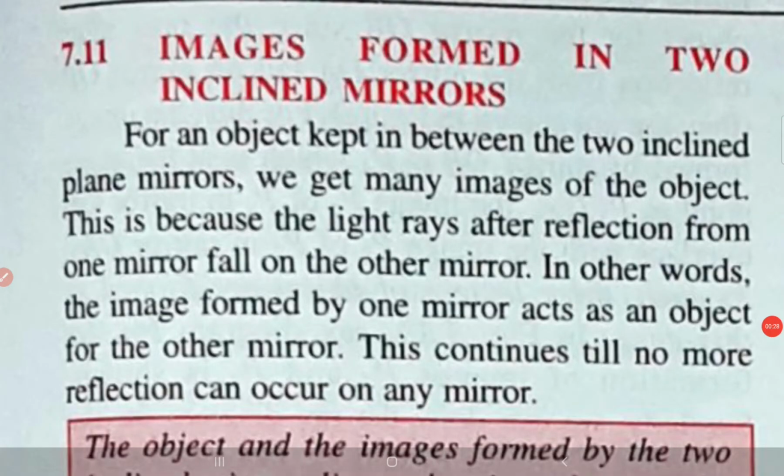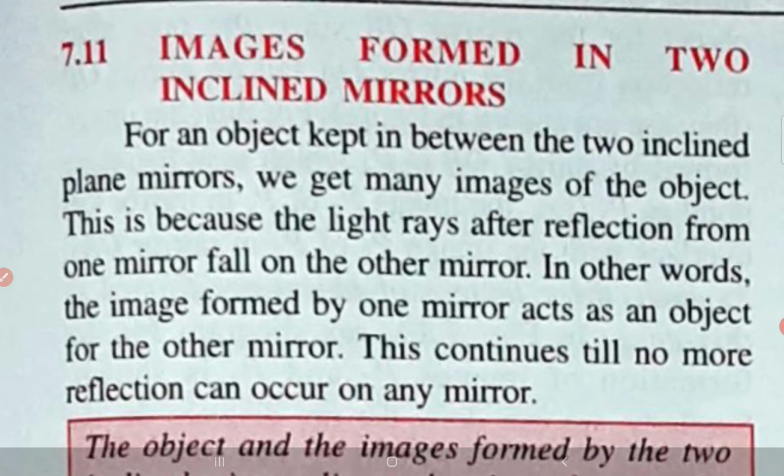For an object kept in between two inclined plane mirrors, we get many images of the object. This is our common experience. But this is because the light rays after reflection from one mirror fall on the other mirror, which means the image formed by one mirror acts as an object for the other mirror. This continues till no more reflection can occur on any mirror.